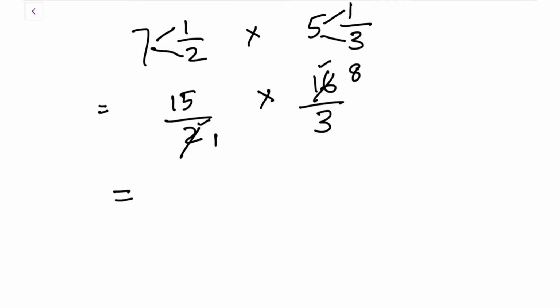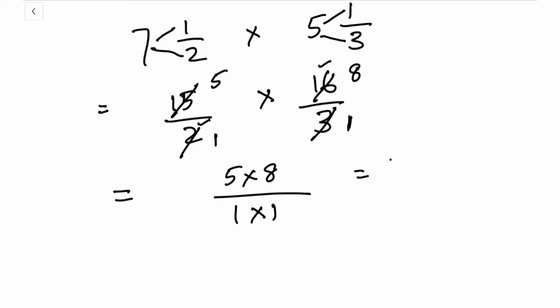You can also see that 15 and 3, they also have a common factor of 3. So we can divide both by 3. So 3 5s are 15, 3 1s are 3. Now there are no other common factors. So let's just multiply the numerators. It is 5 into 8 divided by denominator is 1 into 1. That is 40 by 1, which is 40. That's your answer.